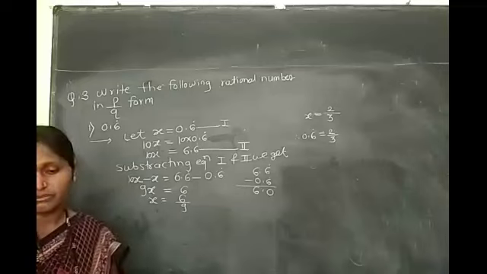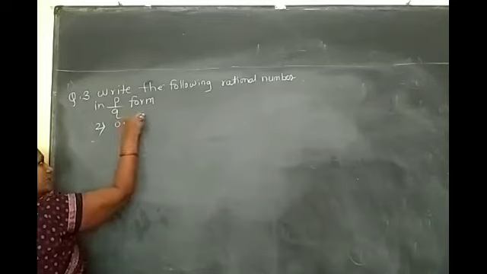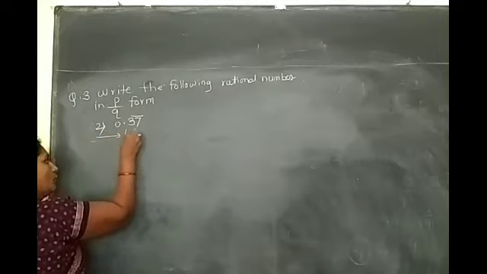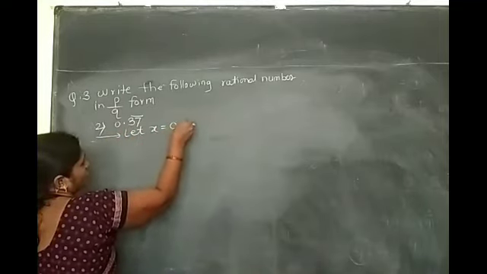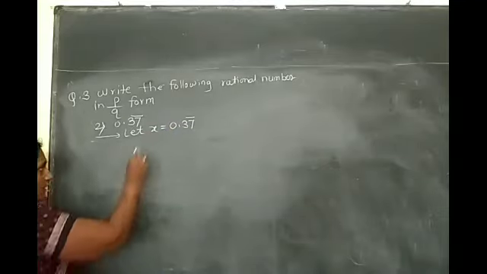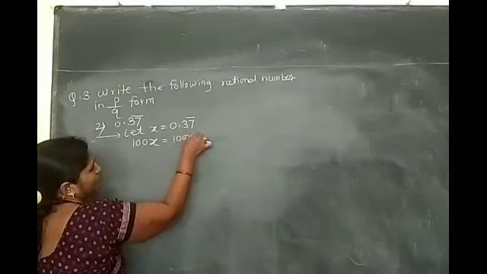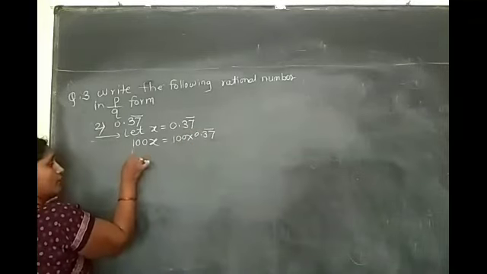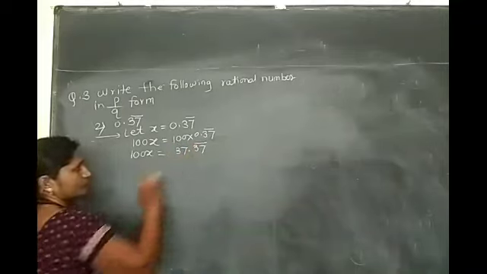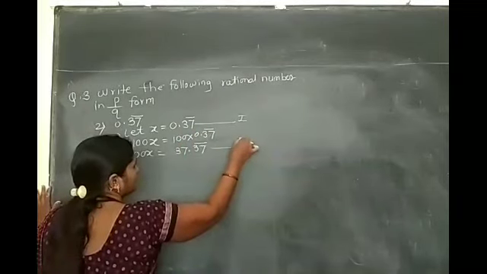Then write down this example. We go to the second example: 0.37 recurring. In this example, first let x is equal to 0.37 recurring. Here the 2 decimal digits are recurring, then multiply by 100. 100x is equal to 100 into 0.37 recurring. The multiplication only moves the point: 37.37 recurring. Here it is the first equation, and this is the second equation.